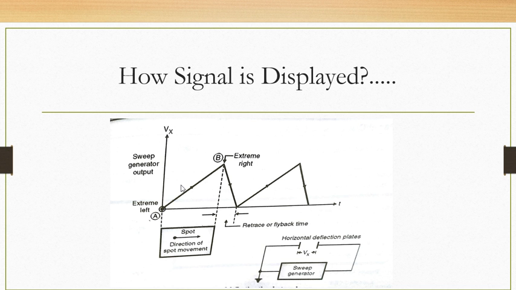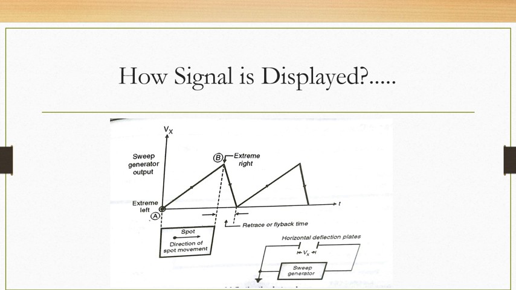Okay, and then the voltage Vx reduces suddenly from its peak to 0, and due to that the electrostatic field also collapses, and the beam is returned back to the extreme left of the screen. If you see this decreasing slope, that is called the flyback or retrace time.